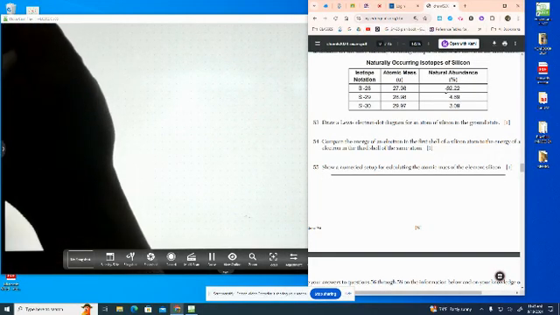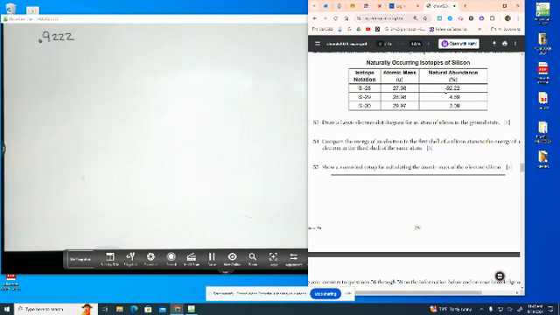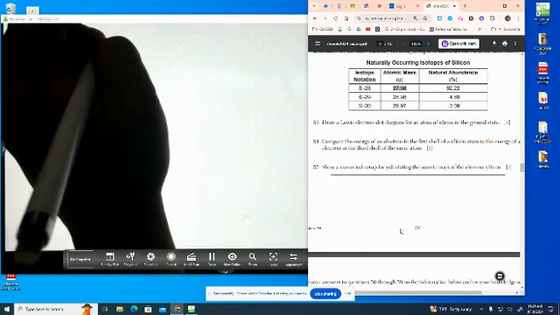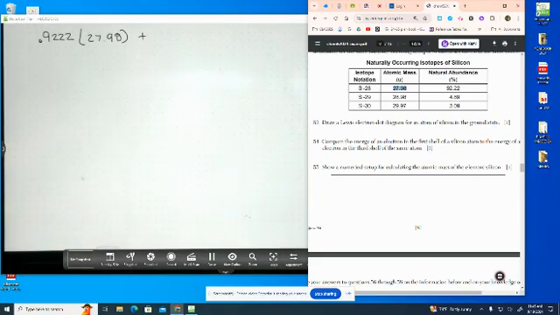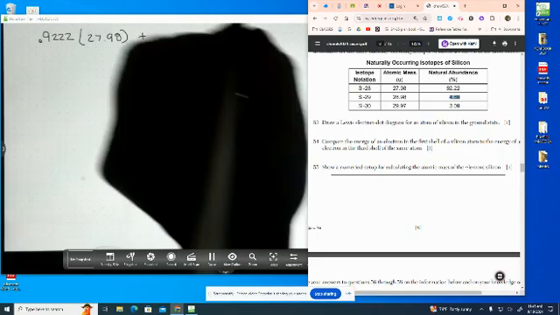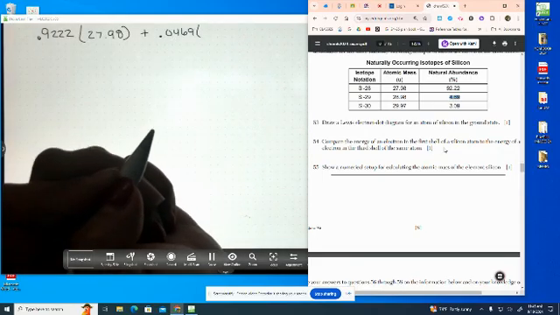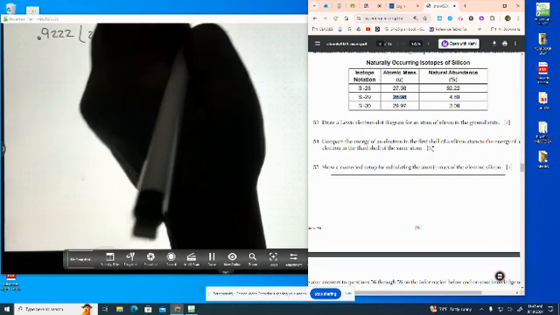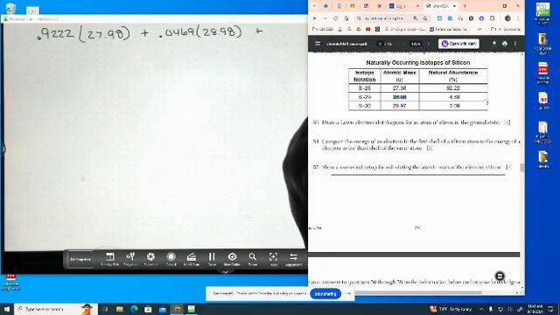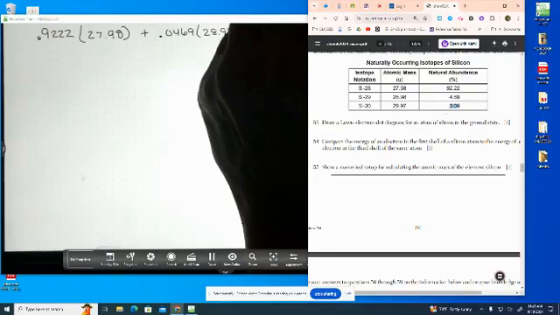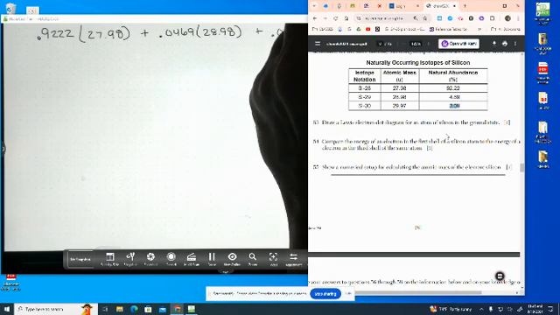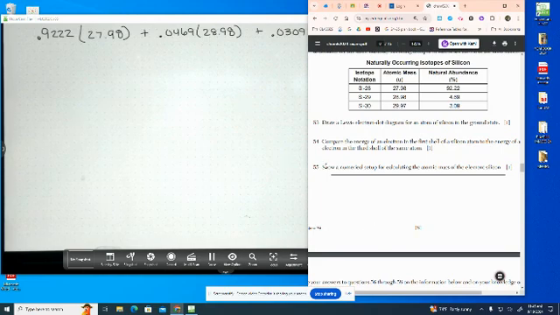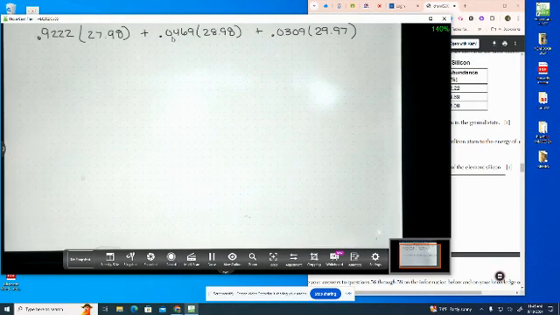Let's take the percent, 0.9222. That's that number right there. 0.92, see 92.22? I moved the decimal over. Times the mass, which is 27.98. Plus 4.69. How do I change that to a decimal? 0.0469. What am I multiplying it by? 28.98. And finally, 3.09, which is going to be 0.0309 times 29.97. And I'm done. Does it say give me the answer? No, it says show the numerical setup. This is the numerical setup that they're asking for.